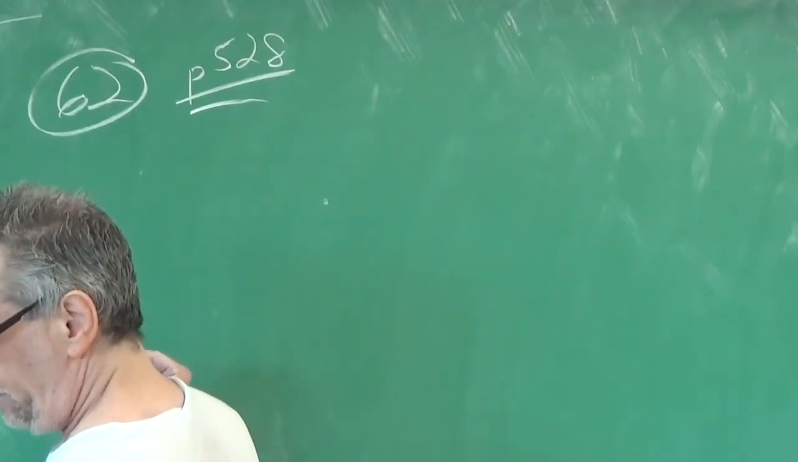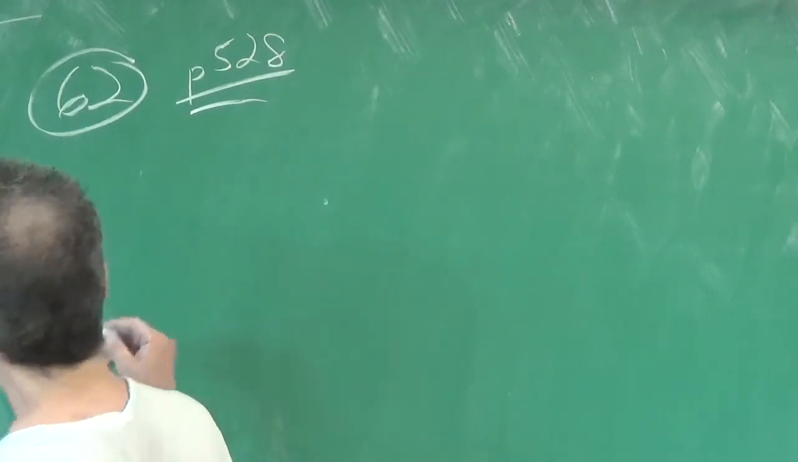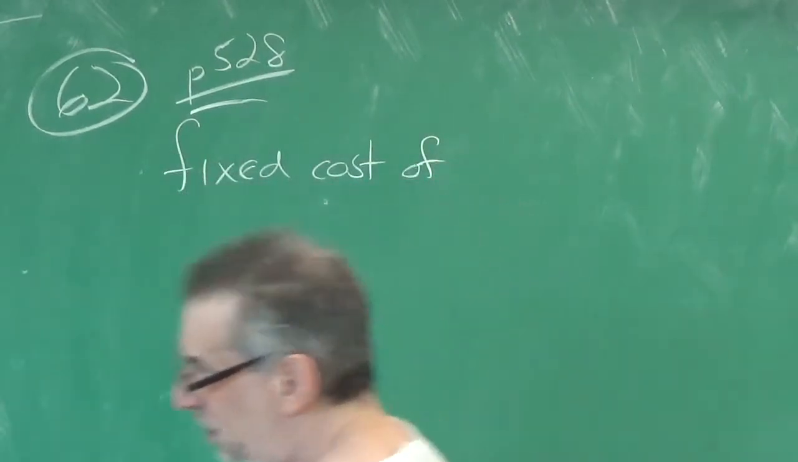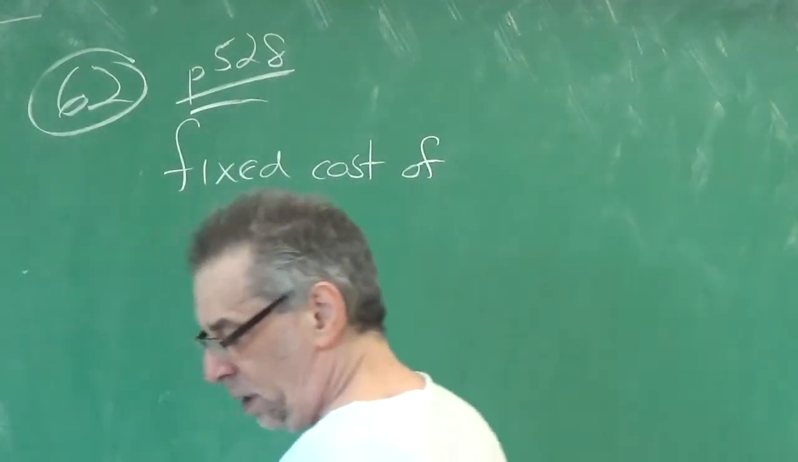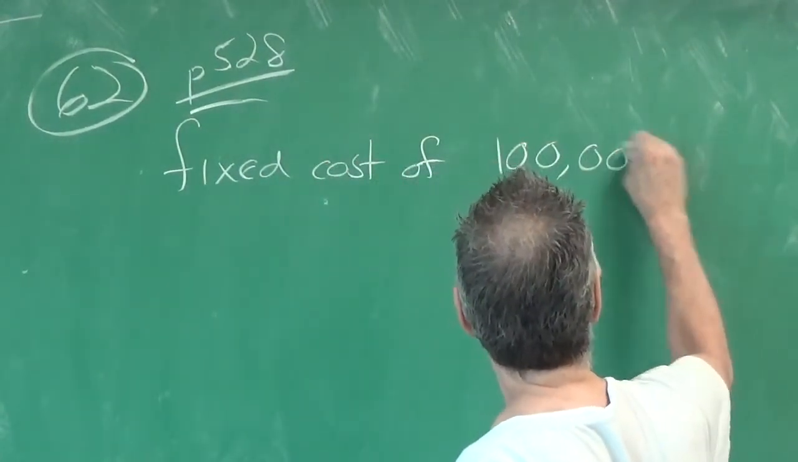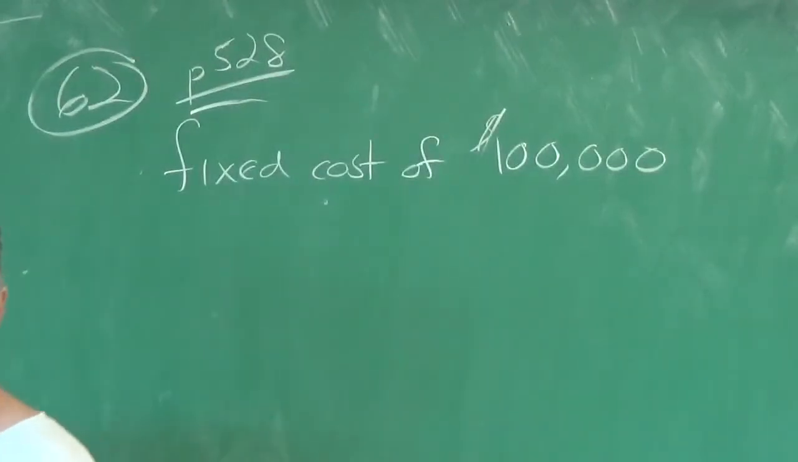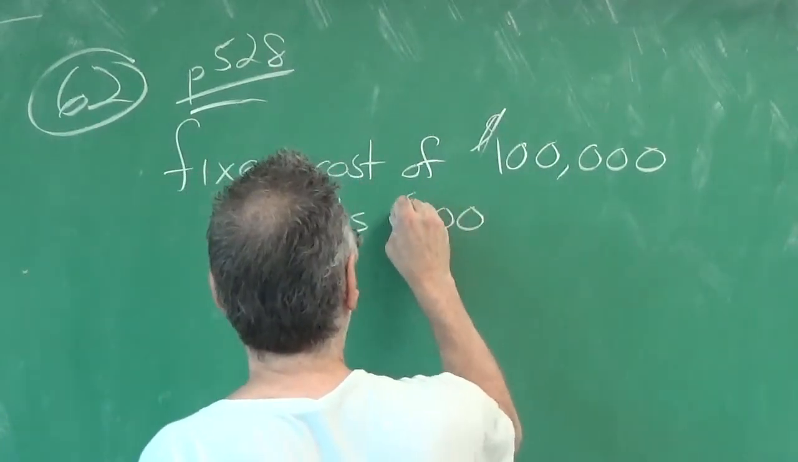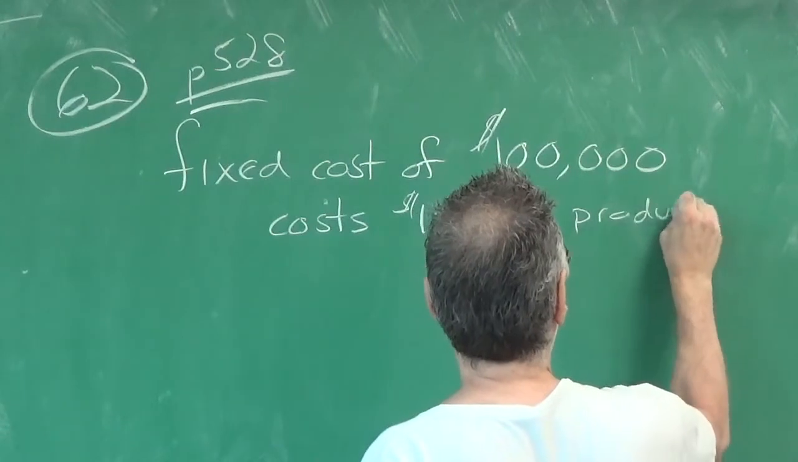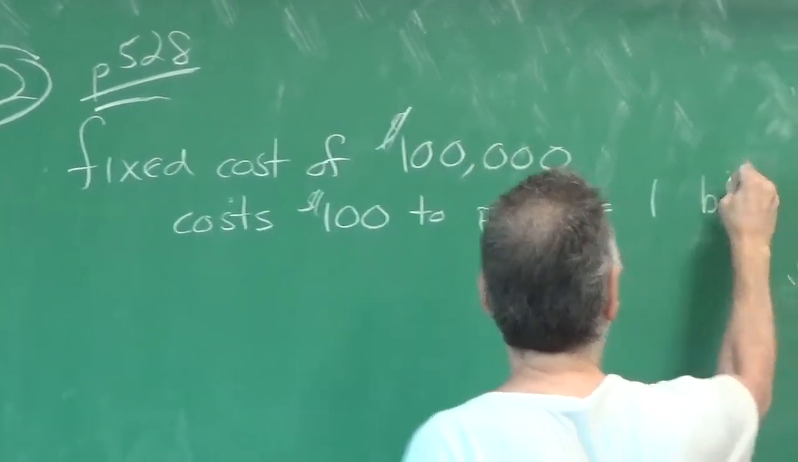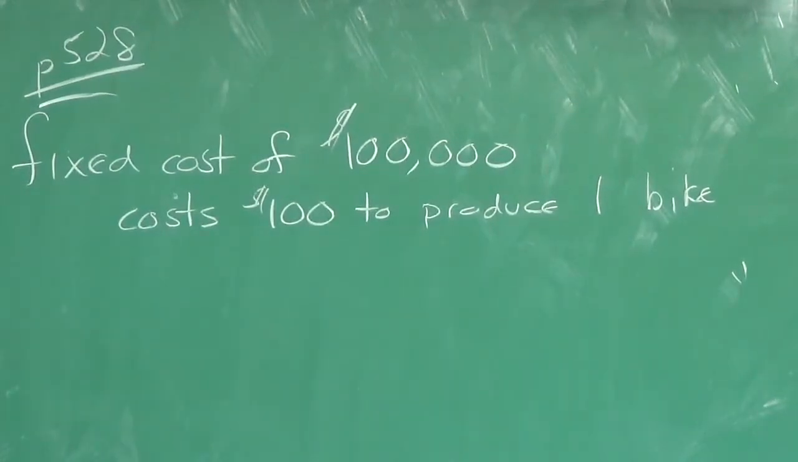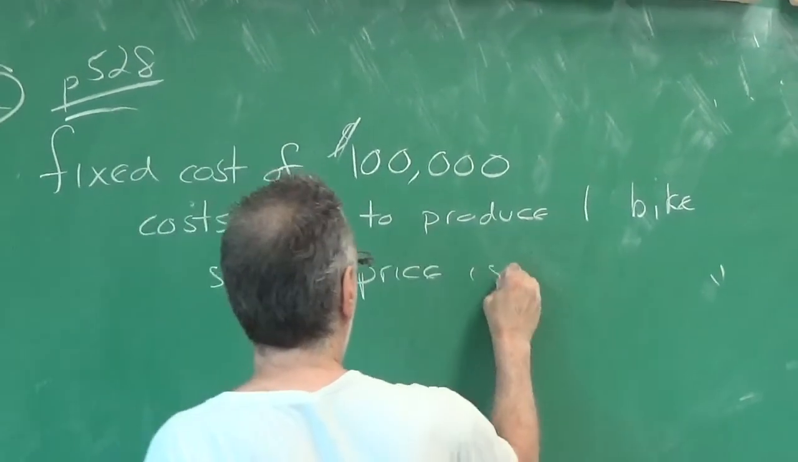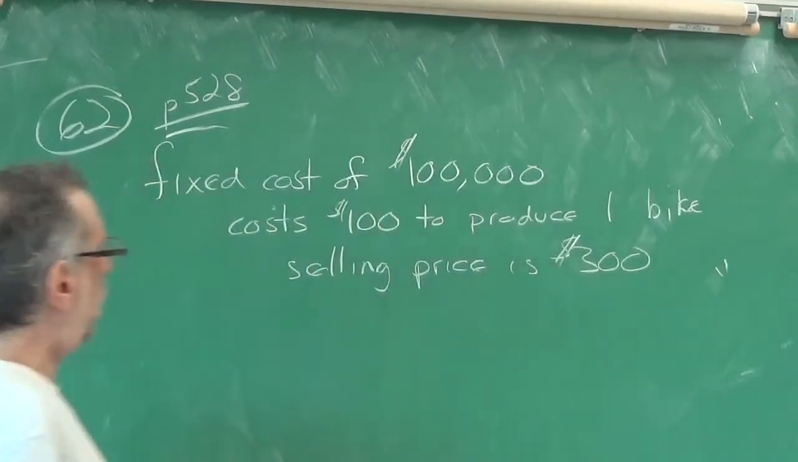Okay. 62. It says a company that manufactures bicycles has a fixed cost. So this is that original cost that I'm talking about here, the fixed cost of $100,000. And it costs $100 to produce each bicycle. Okay, so the selling price is $300. All right, so that's all the information we need.